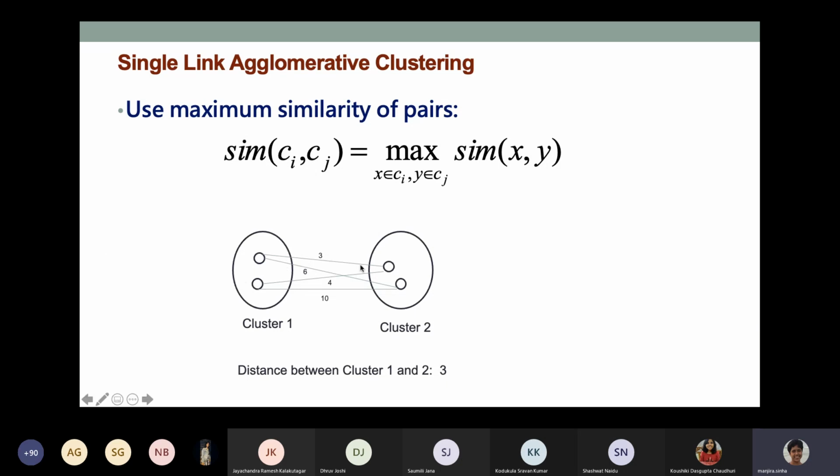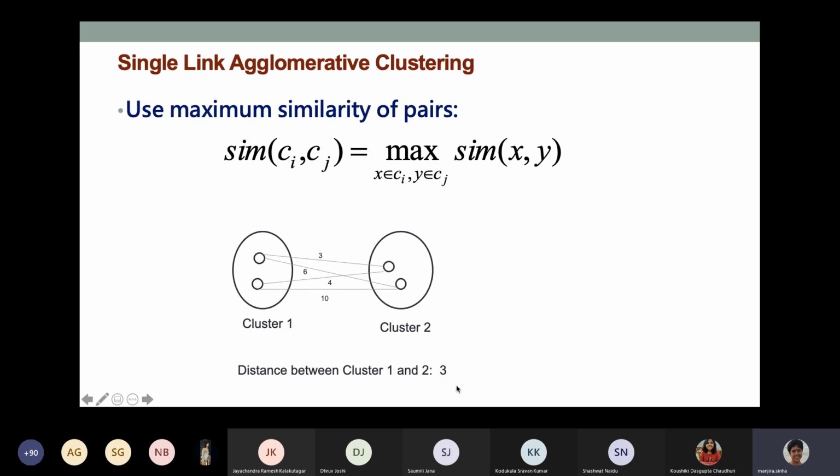So that means we need to take the minimum distance between these two clusters, or these two nodes across the two clusters. So in this case the distance is 3, 6, 4, 10. So what is the minimum? 3. So that means these two pairs, say A and C, have the maximum similarity between them. So the distance between the two clusters is 3.